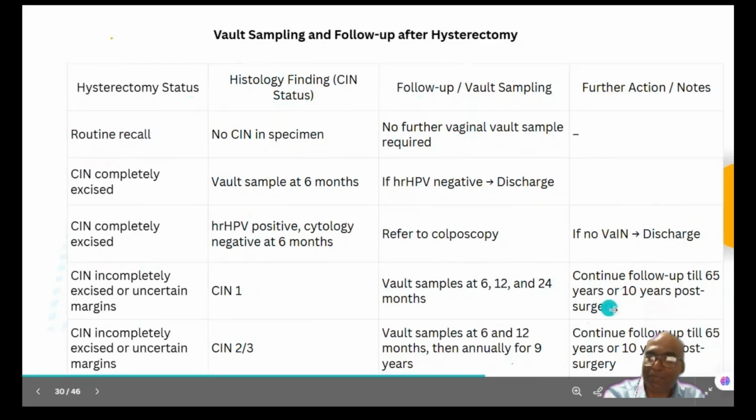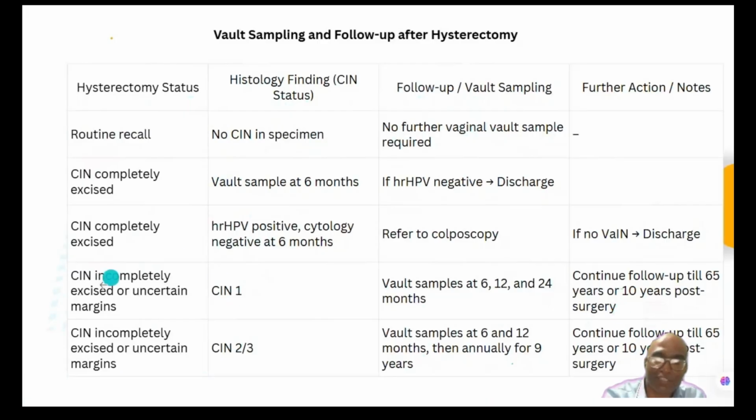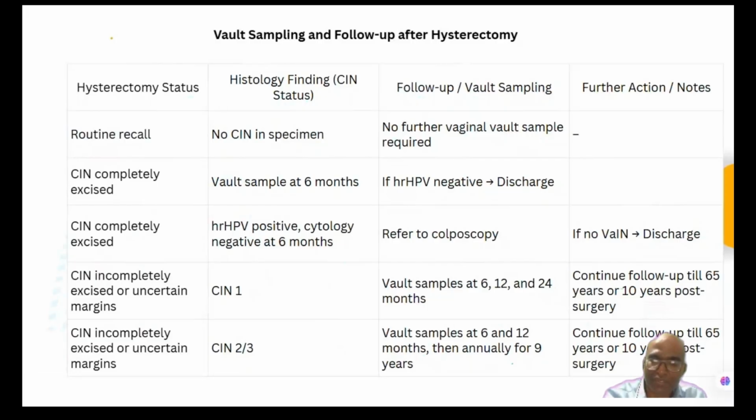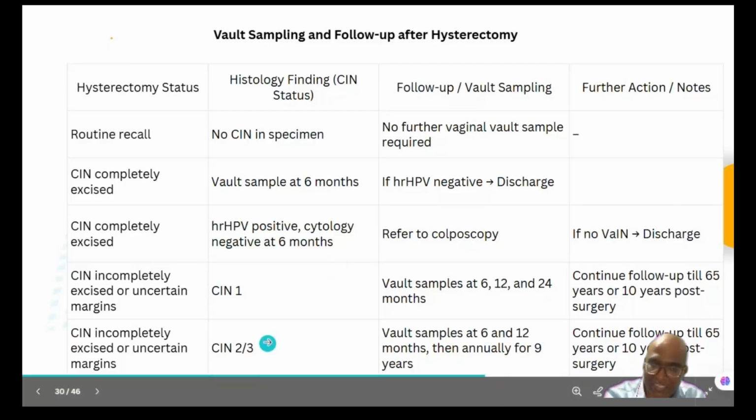That is why in these particular cases, the follow-up does not end because they are for a special follow-up. Are you getting it, Dr. Sinchana? Yes, sir, I follow. Okay, various scenarios you have understood. Hysterectomy scenarios: complete excision, incomplete excision. What is the finding? CIN 1, CIN 2 or 3. Here 6 months, 12 months, 24 months. Here 6 months, 12 months, and then annual follow-up. Here after 24 months it becomes routine recall.